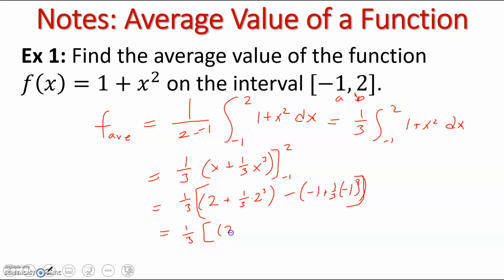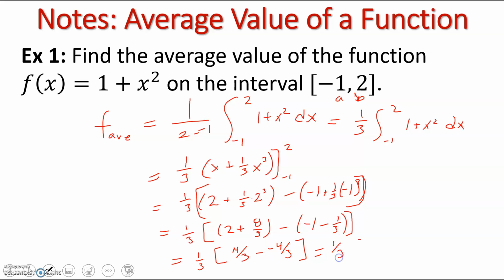So we get 2 plus 1/3 of 2 cubed, which is 8, so 8/3, minus negative 1 plus 1/3 times negative 1 cubed. Negative 1 cubed is negative 1, so minus 1/3. Then this becomes 1/3 times, and 2 is the same as 6/3, so 6/3 plus 8/3 is 14/3. And negative 1 is negative 3/3, so negative 3/3 minus 1/3 is negative 4/3.